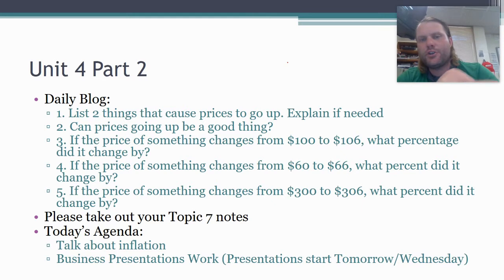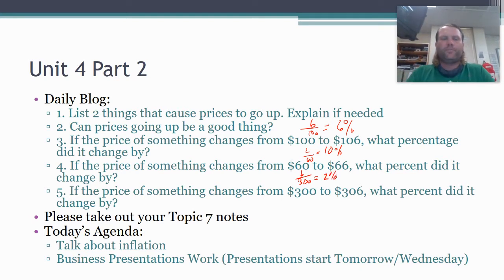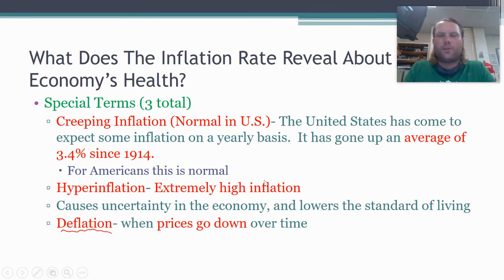All right, so just to show you here some percentages. We're going to take the change. So in this case, it's 6 over the original, right? So 6 over 100 equals a 6% change. 6 over 60 equals a 10% change. And 306 over 300, 6 over 300 equals a 2% change. So notice what I did. All the changes were equal to each other, $6, but based on what that original price was, it changes that percentage. And so we're going to look at some of that as we go today.